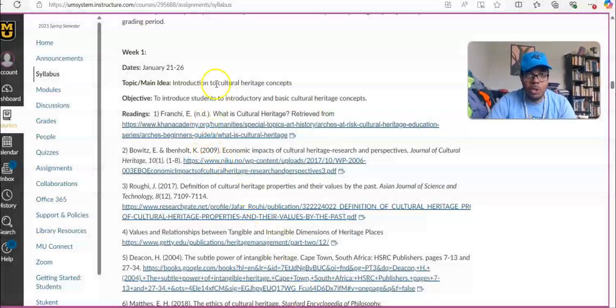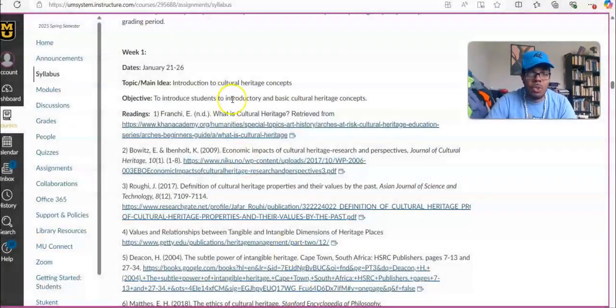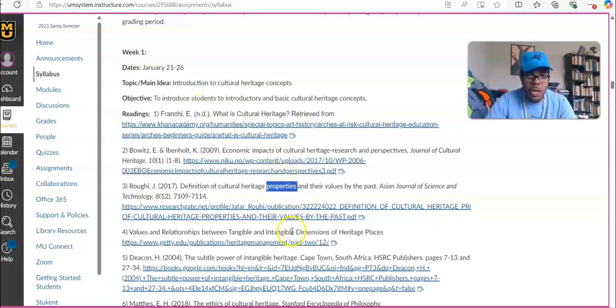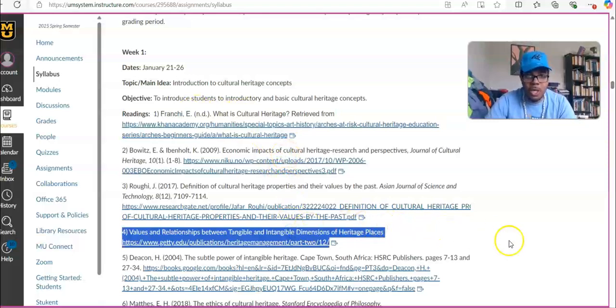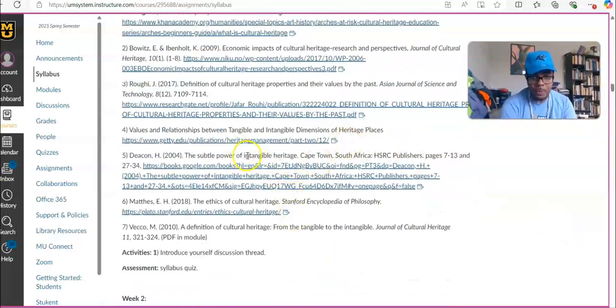So again, you get your introductory knowledge, and everything here should either be accessible freely online by following these links, or you should be able to log into the library and access it from there. So certain things, including definitions, introduce students to introductory and basic cultural heritage concepts. So you'll learn what is cultural heritage. Actually, the Khan Academy has a really good page on that. Definitions of cultural heritage, values and relationships between tangible and intangible dimensions of heritage places, and these various readings here. The subtle power of intangible heritage.